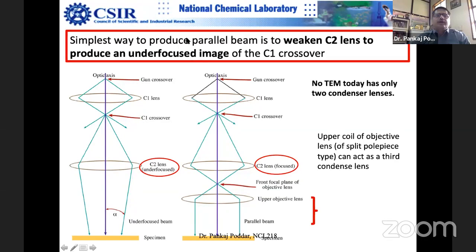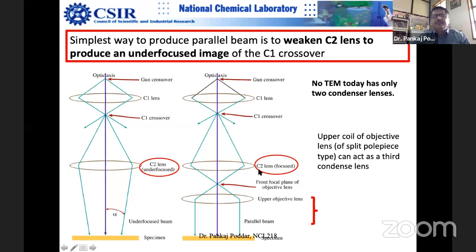Yeah. So you can see that the C2 lens, if you under focus C2 lens, under focus basically means this angle will become much smaller. You can see that this is a specimen. So if you weaken this lens, then you are making this. This is one of the ways to make a parallel beam, almost parallel beam.